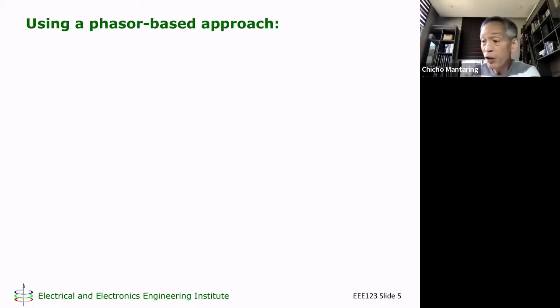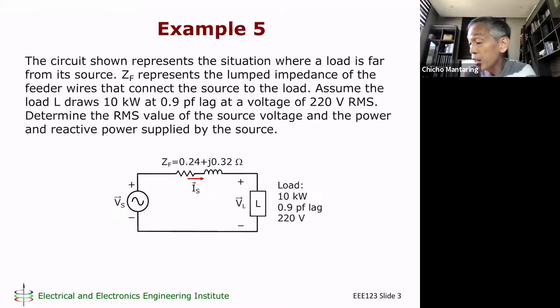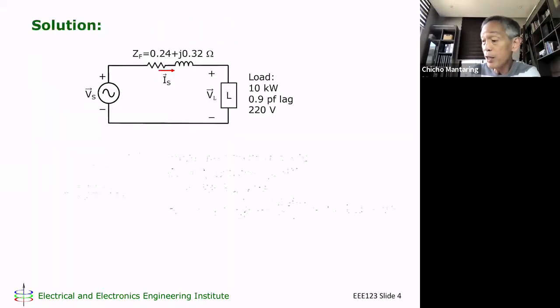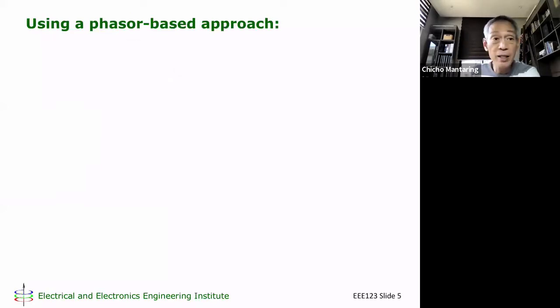Okay, there are many ways of solving the problem. Now, again, what are we being asked for here? We're being asked for the RMS value of the source voltage and the power and reactive power supplied by the source. So there are many solutions to the problem. The first solution that I'm going to suggest is a phasor-based approach, which is probably the approach that you're inclined to do immediately.